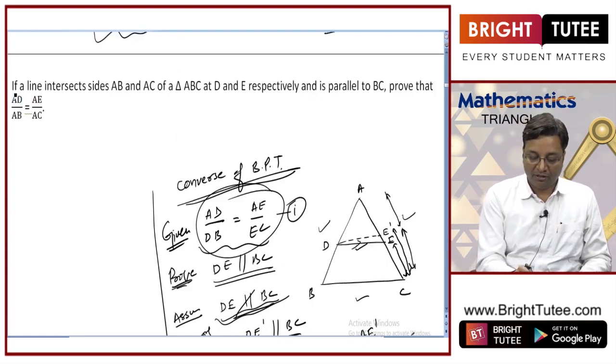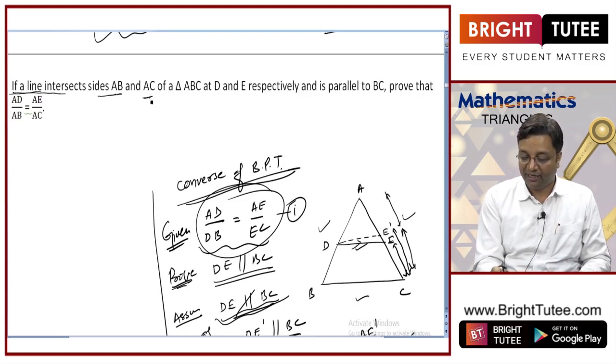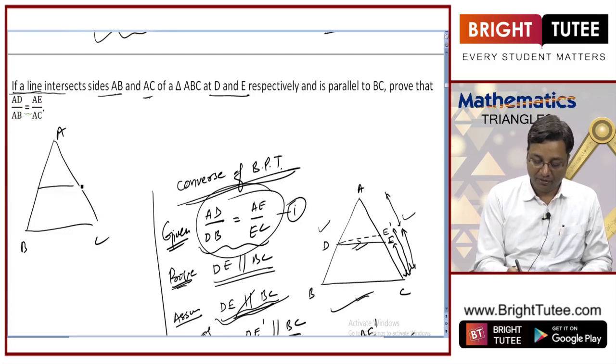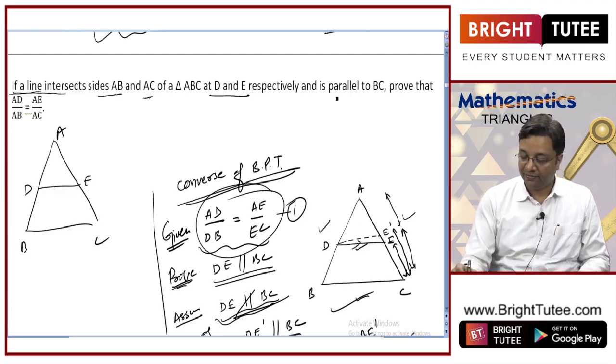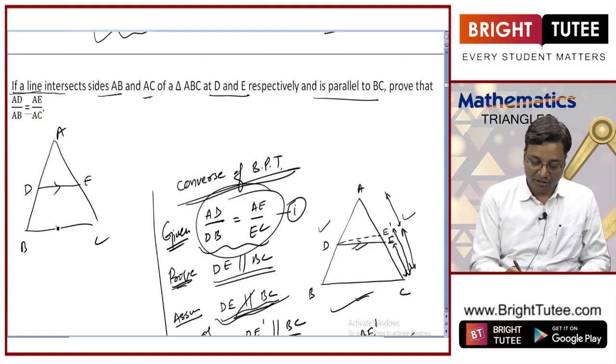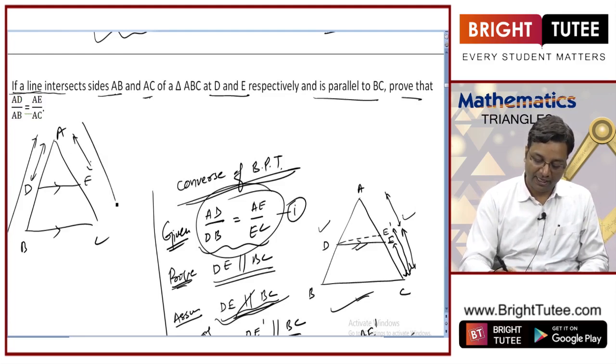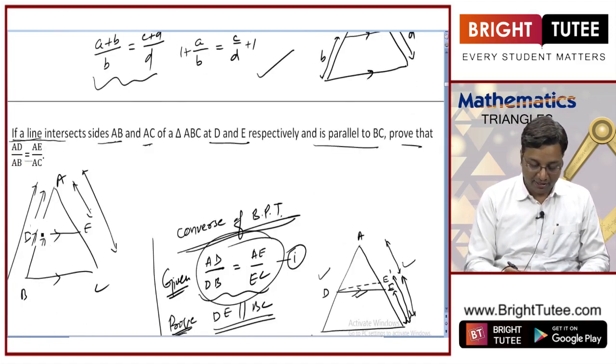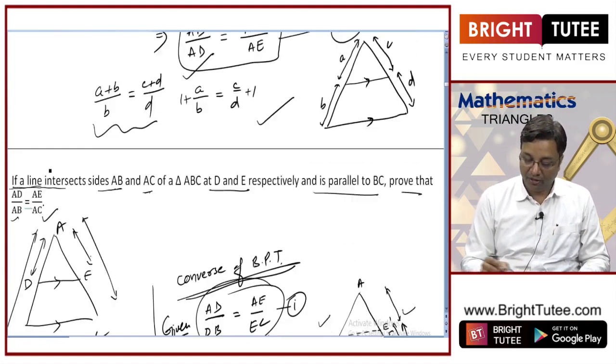Now let us look at this question here. I prepared this question for you. If a line intersects sides AB and AC, let us say this is the triangle. Let us draw a different triangle here, ABC, okay, at D and E. So let us say this is the line and is parallel to BC. So this is parallel to BC. Prove that AD by AB is equal to AE by EC. Now we have already proved this result, AD by AB equal to AE by EC.